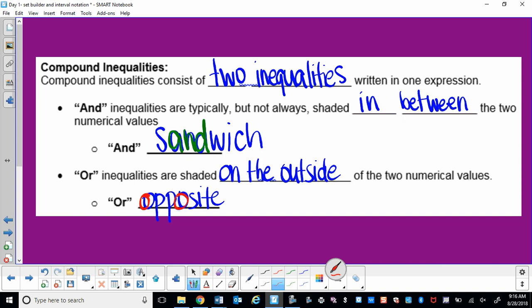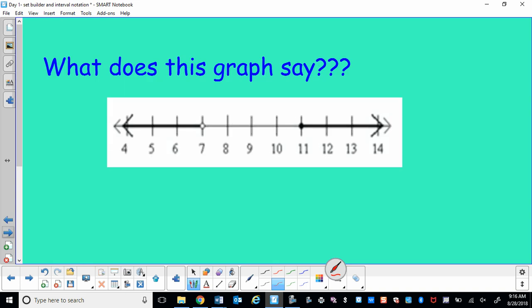All right. What does this graph say? Well, first of all, is it an "or" graph or an "and" graph? They're going opposite ways, right? Look at my arrows. Because they're going opposite ways, it is an "or" graph. So we can basically just have two different inequalities.